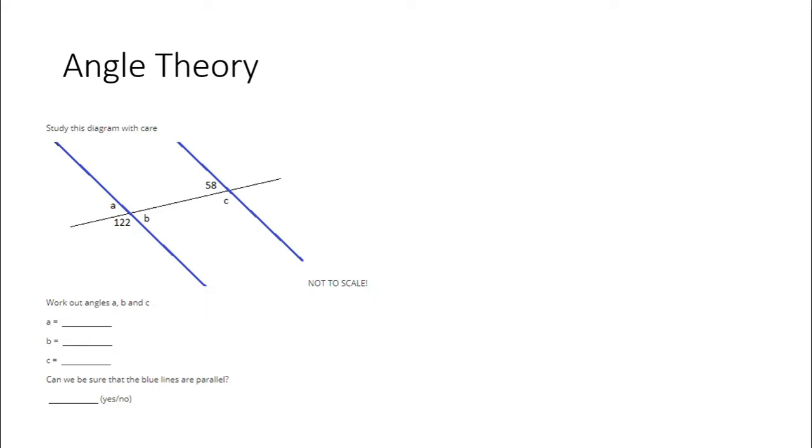So to work out angle A, we could say A plus 122 equals 180, because that is a straight line. This blue line here, at this point, has two angles on this side of it, which need to add to 180. So A must be equal to 180 minus the 122, which is 58. So there I can say, yes, A is definitely 58, because I know this is a straight line, for no other reason. A equals 58.